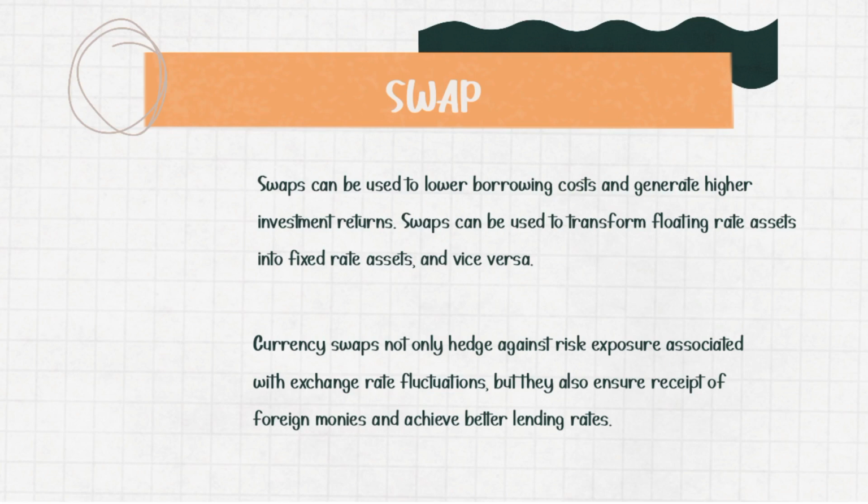In finance, it is an exchange of cash payment obligations in which each party to the swap prefers the payment type or pattern of the other party. In other words, swaps occur because the counterparties prefer the terms of the other's debt contract, and the swap enables each party to obtain a preferred payment obligation. So the currency swap market is one way to hedge that risk. Currency swaps not only hedge against risk exposure associated with exchange rate fluctuations, but they also ensure receipt of foreign monies and achieve better lending rates.